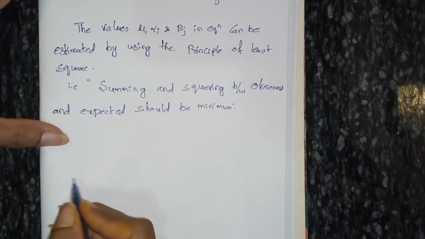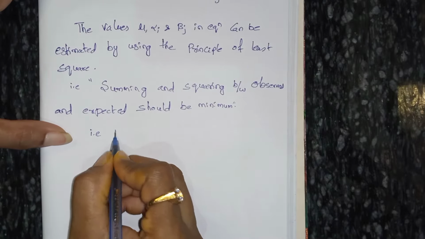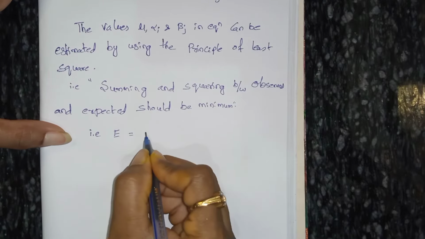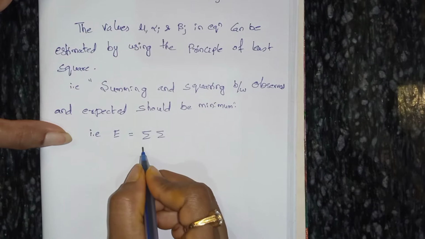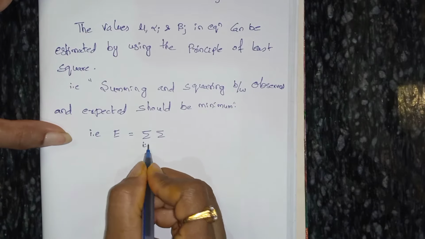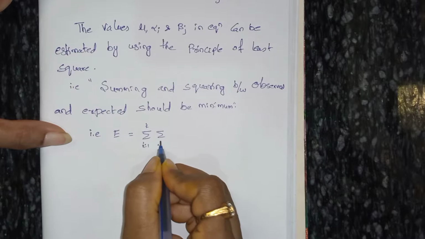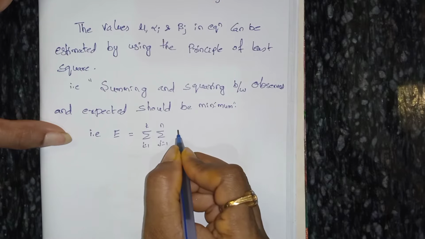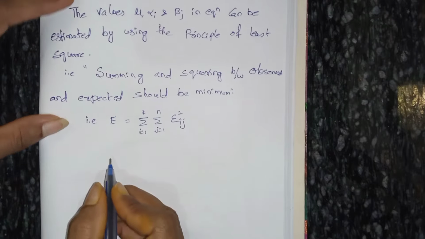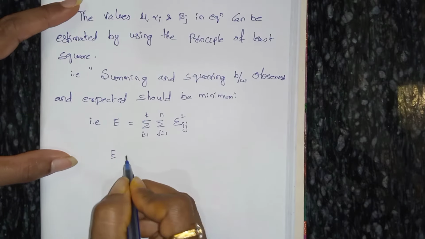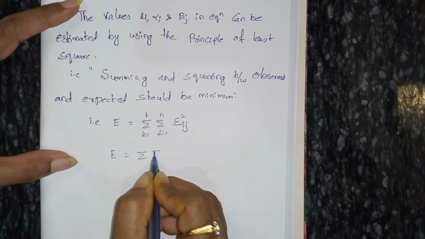The principle of least squares. That is, E equals double summation, because here we said summing and squaring. So double summation, i equals 1 to k, j equals 1 to n, epsilon ij square. Okay, so E equals double summation.